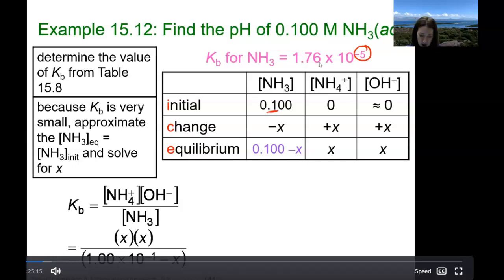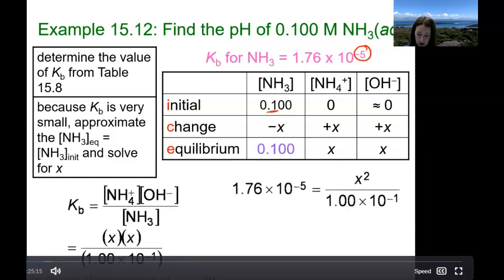Okay, so if we assume our x is small, ignore x, that makes our life so much faster, right? And so when we do that, here's our Kb. It must have a B there. And then just x squared over 0.1. And so when we do that, multiply by 0.1, that should make that an x squared, and then take the square root.